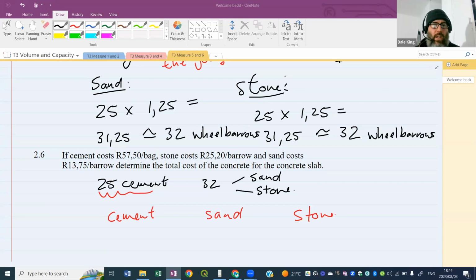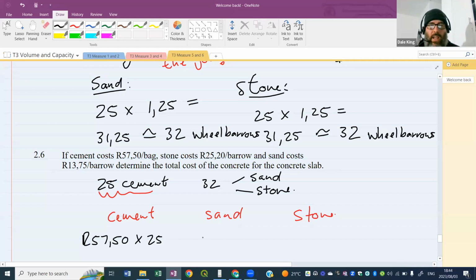Okay, let's have a look. It's 57.50 per bag of cement. How many bags we got? We got 25 bags. Okay. All right. For sand, it's 25.20 per wheelbarrow. And I have 32 wheelbarrows. For stone, it's 13.75 per wheelbarrow. And I have 32 wheelbarrows. All right. I need to add these all up.